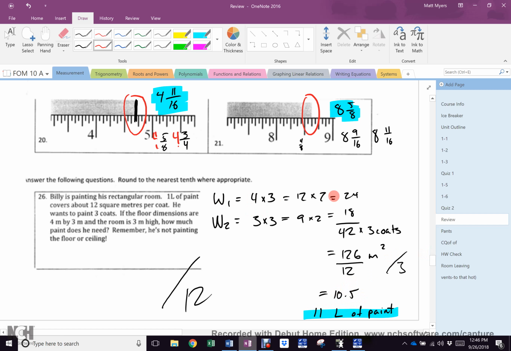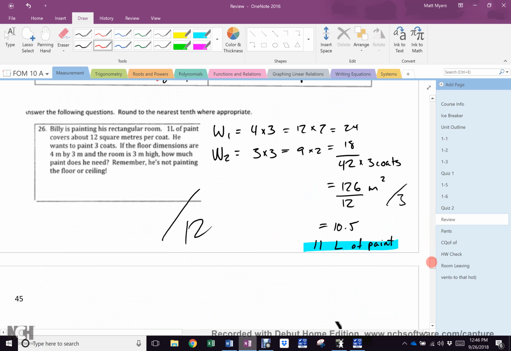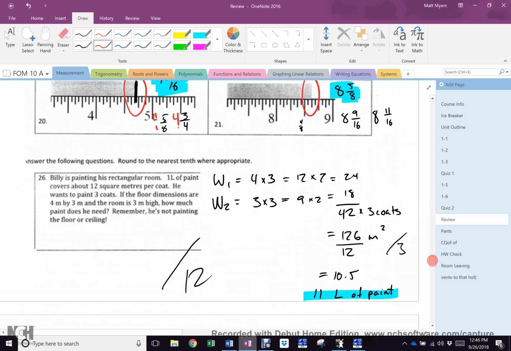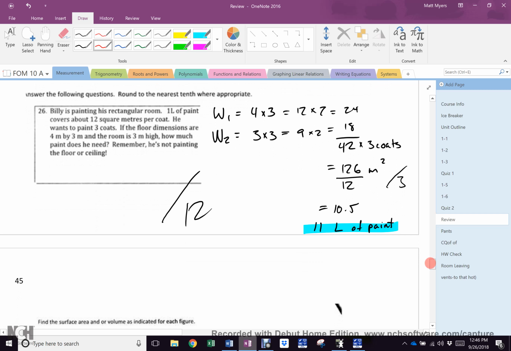Again, all the steps are there, read from the question. I even reminded you he's not painting the floor or the ceiling. If he was painting the floor and ceiling, would he need 66 liters? I don't know. Then he would have needed another 24, 72. He would have needed another 72.